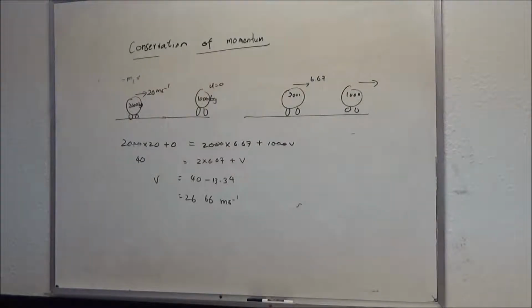Because in this case there's no way the velocity of the 1000 kg car can go back. Okay, so the next sum you can do at home. Alright, so the next, go to the next figure.